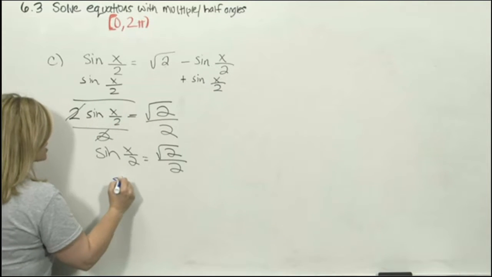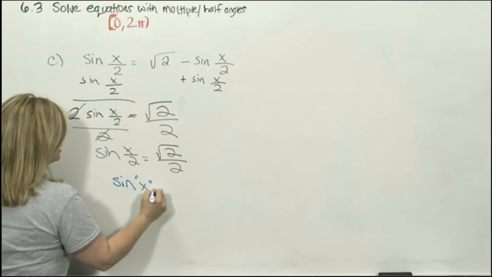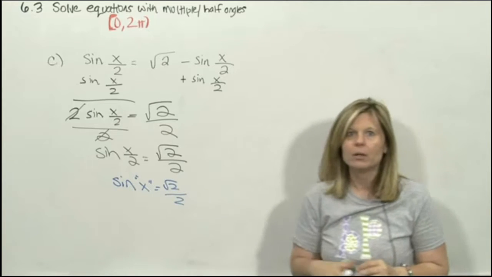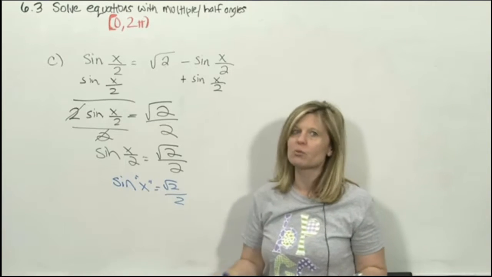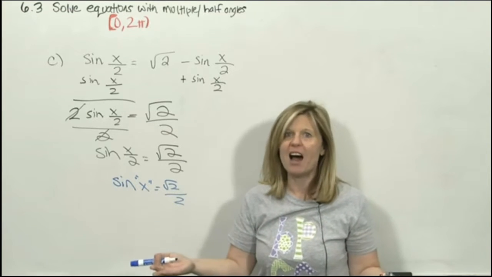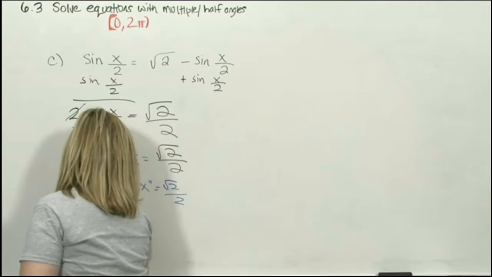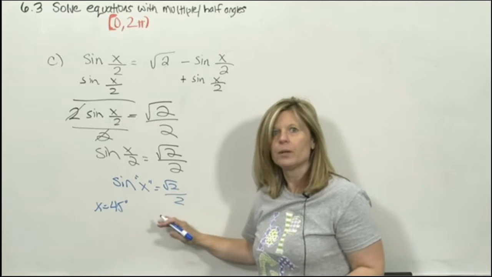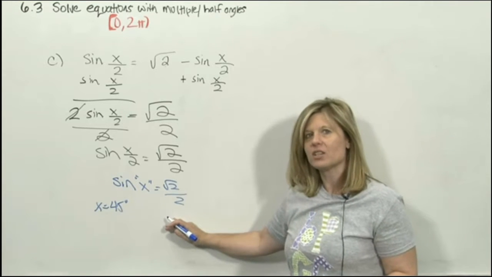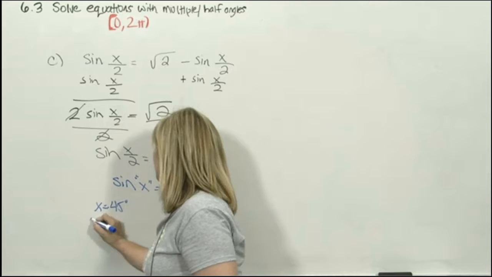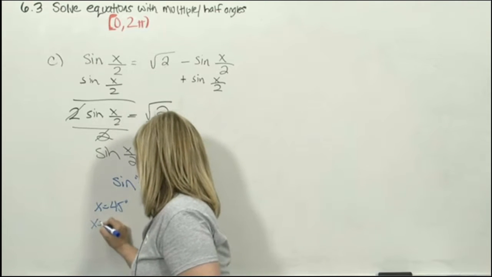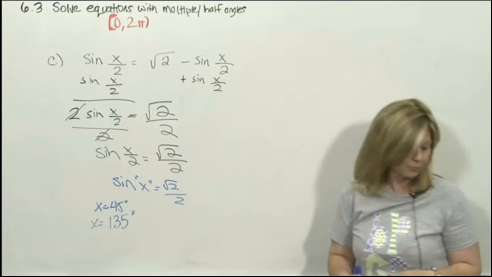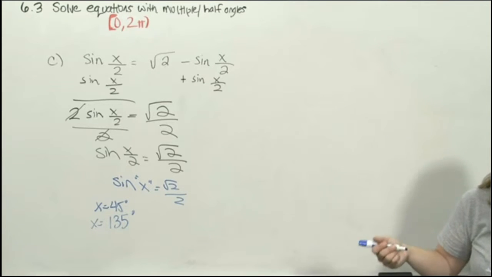Let's just write it as sine x is square root of 2 over 2. Well, we know we can look that up. And we all know the square root of 2 over 2 comes off of which triangle? The 45. So we know angle x would have to be 45 degrees, and that's in quadrant 1. We also know sine is positive in quadrant 2. So the angle in quadrant 2 would be 180 minus 45, which is 135 degrees. Everybody agree with that? Beautiful.